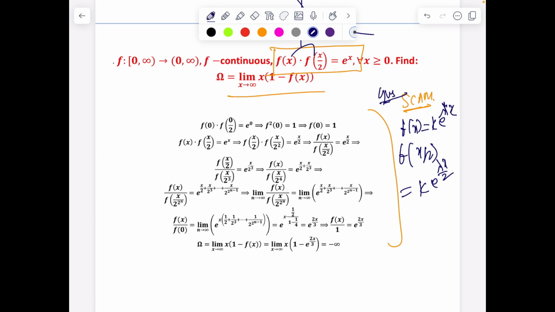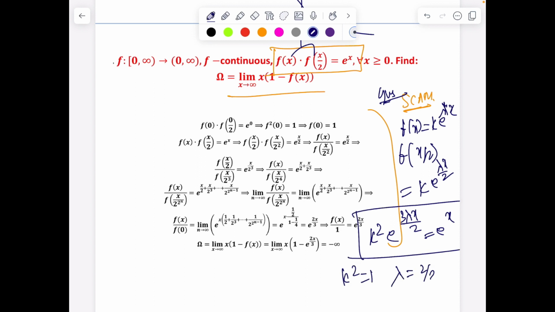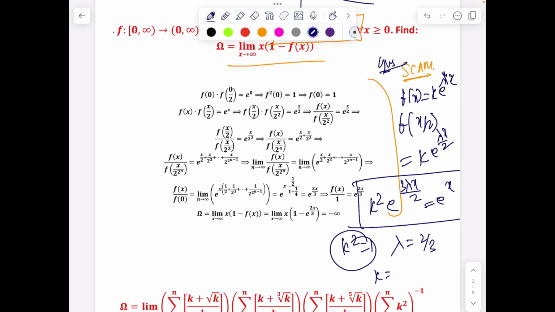This is just our guess, because we know of course f(x) cannot be sine or cos, so it has to be e to the power some nature, so that their product will also give e to the power x kind of a species. So if we multiply, you'll get e^(3 lambda x/2), and that is e^x.